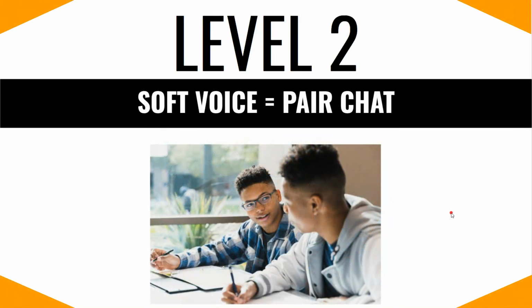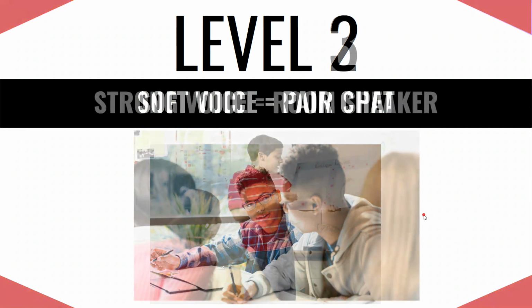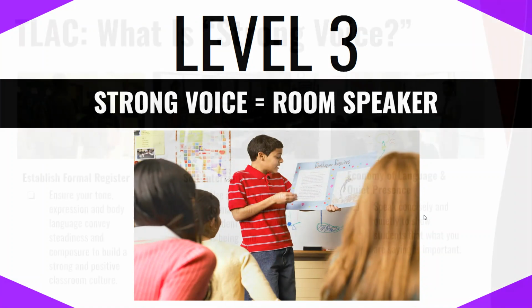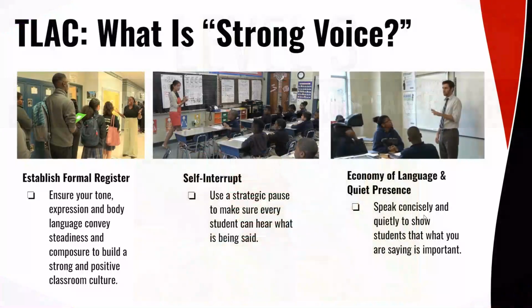A level 2 is that soft voice for a pair chat where only two people are really having a conversation, or maybe a group conversation. So maybe 2 to 4 people should be able to hear what you're saying. And then we're at a level 3 for a classroom presentation, where everyone in the classroom has access to hearing that information. And then lastly, at a level 4, that is strong voice. But before we go there, let's go back to a level 3.